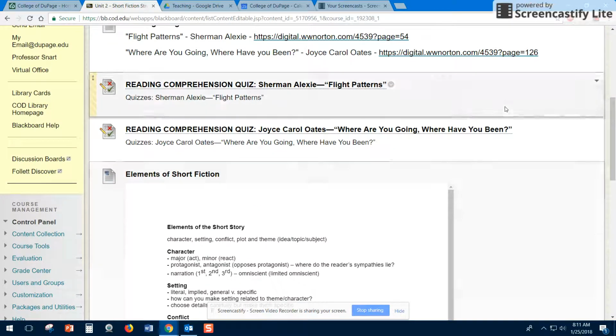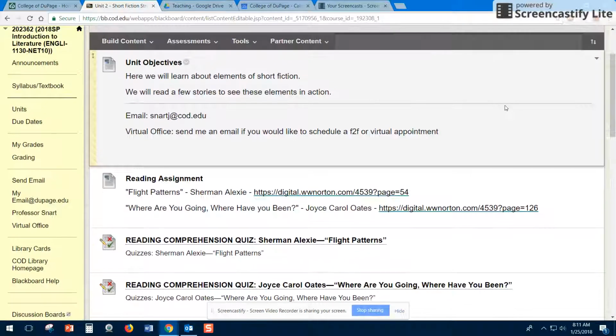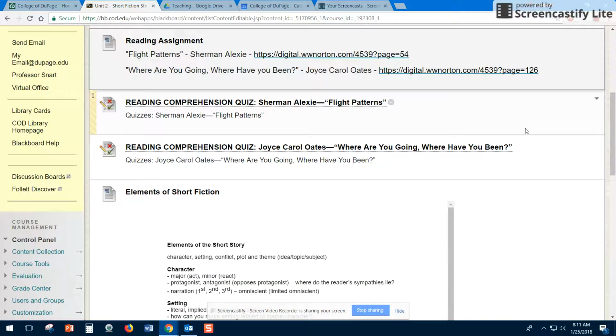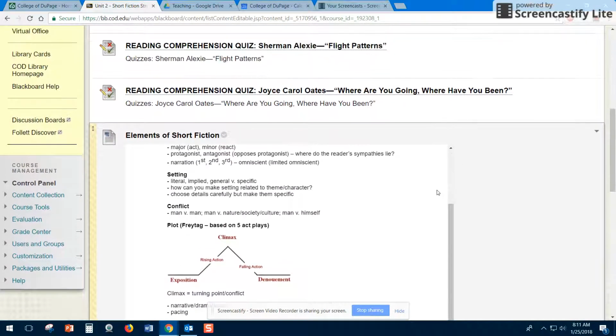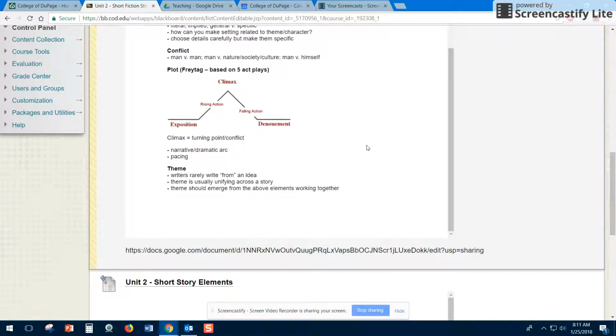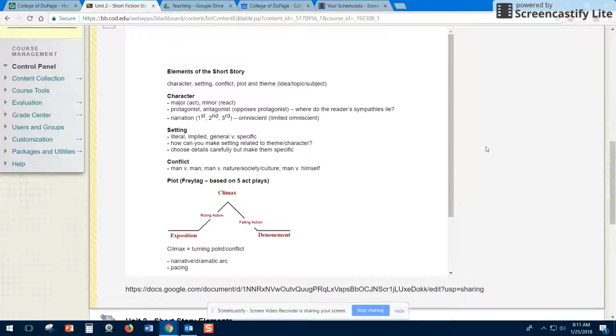So in this unit, we get into our first section of the course, which is looking at short stories or short fiction, particularly those elements of the short story, which is really what this is all about. Most of the terms here, I'm guessing, are fairly familiar to you, even if you don't have a complex working definition of them all. You've probably heard of these before.